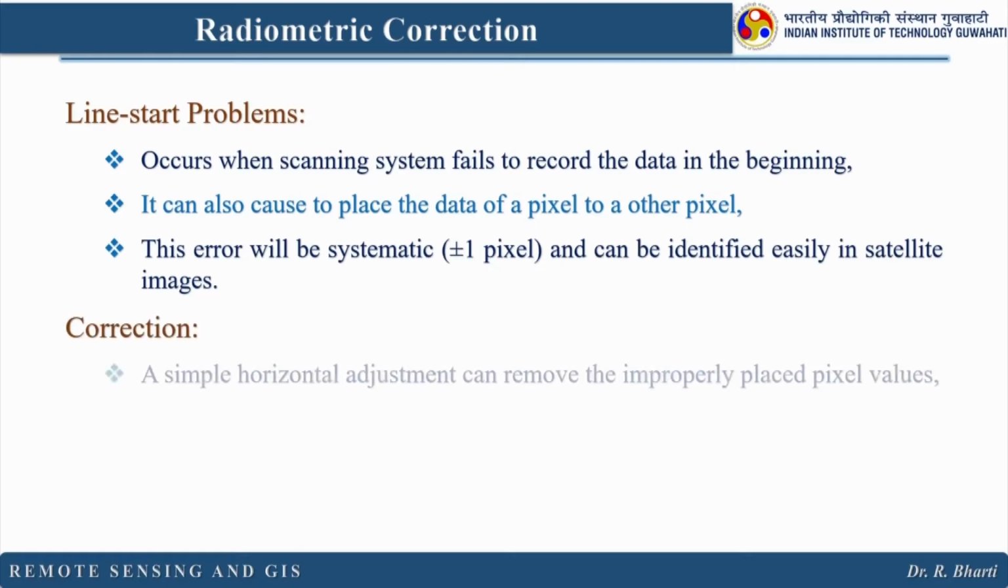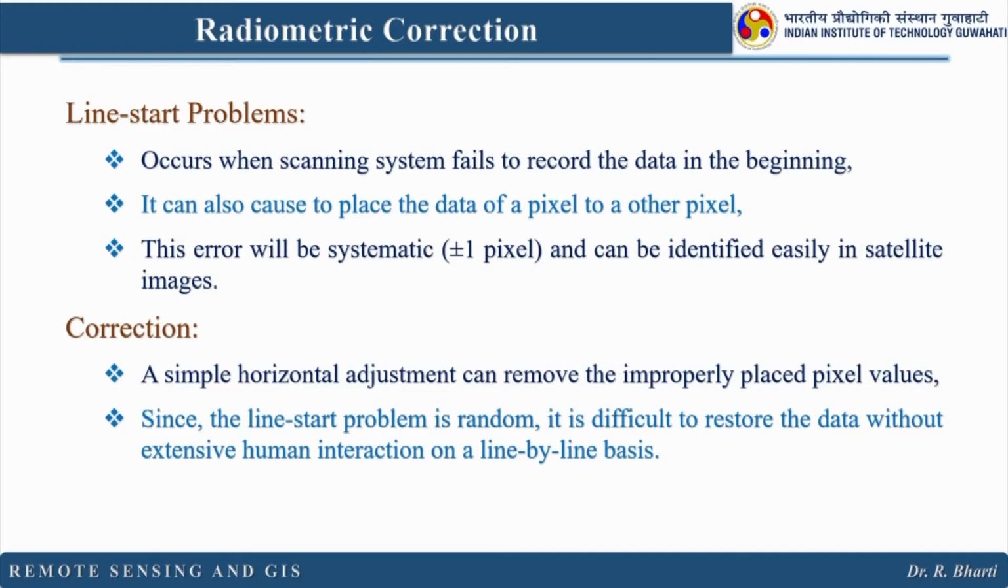So how do we correct this one? A simple horizontal adjustment can remove the improperly placed pixel values. So what happens, if you just relocate them to their own position, then your image will be good. So since the line start problem is random, it is difficult to restore the data without extensive human interaction on a line by line basis.